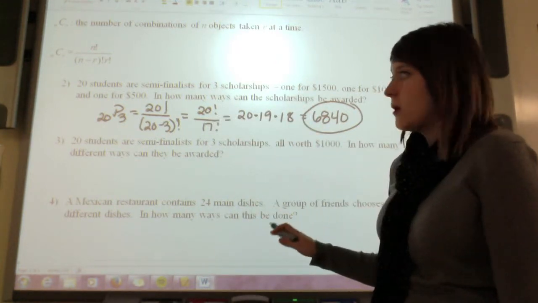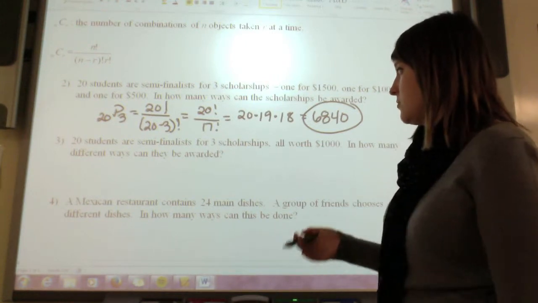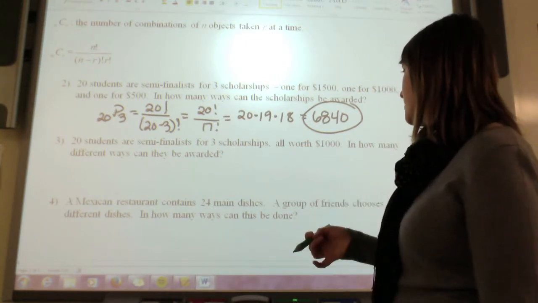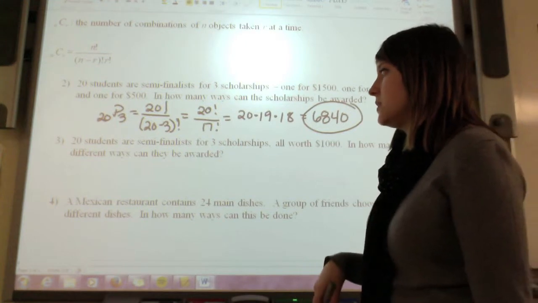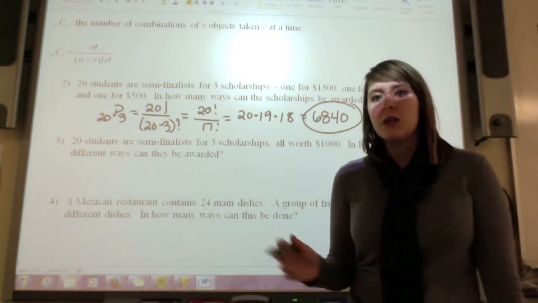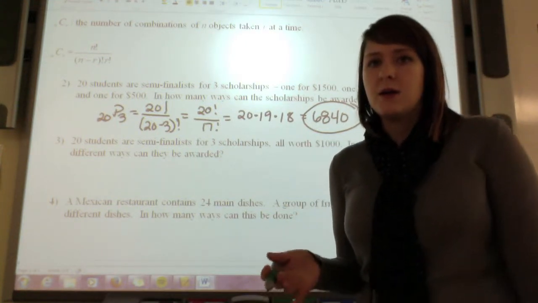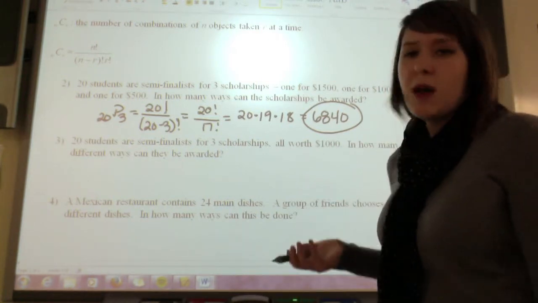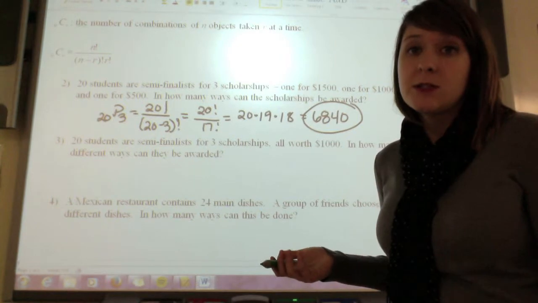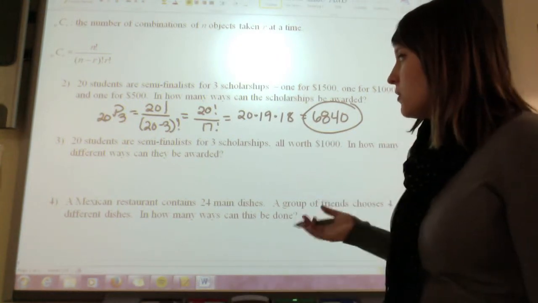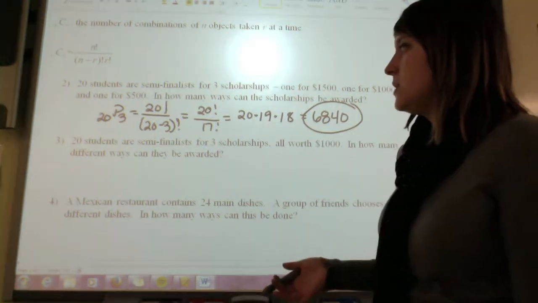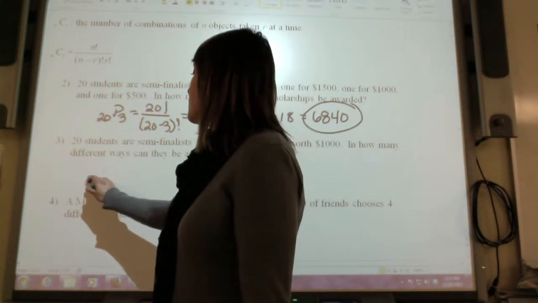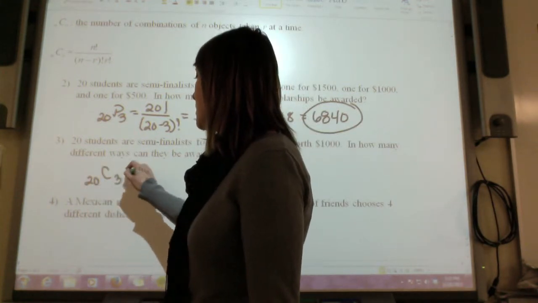Okay, so the next problem, I've got 20 students are semifinalists for 3 scholarships. All are worth $1,000. In how many different ways can they be awarded? So in this one, I need to think about, does order matter? Each of these scholarships is worth $1,000. Does it matter which scholarship I get? The answer is no. Okay, so order does not matter in this problem, which means you can use a combination. So this one is going to be 20 choose 3.